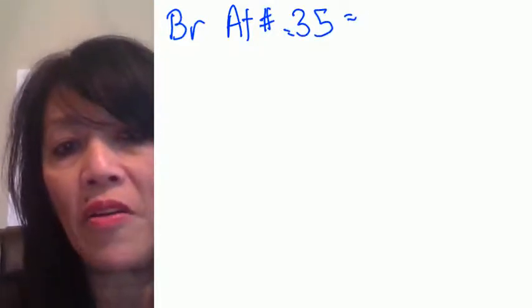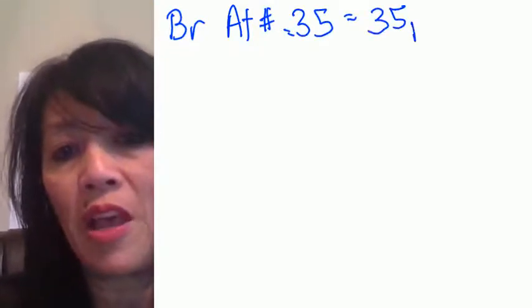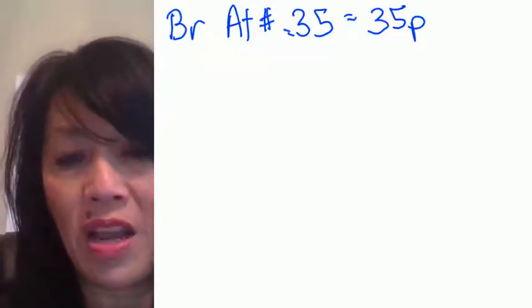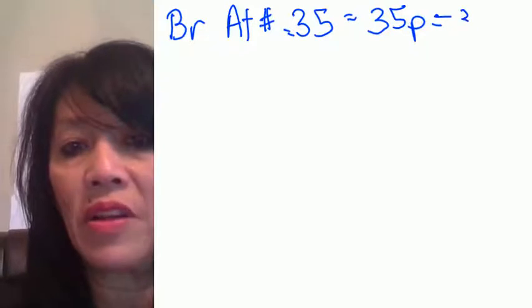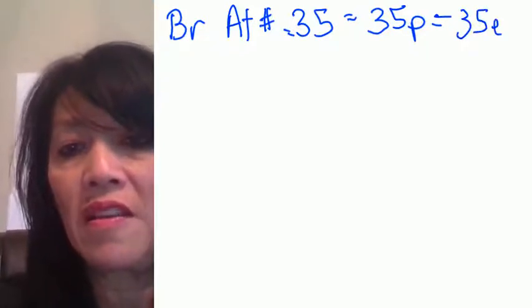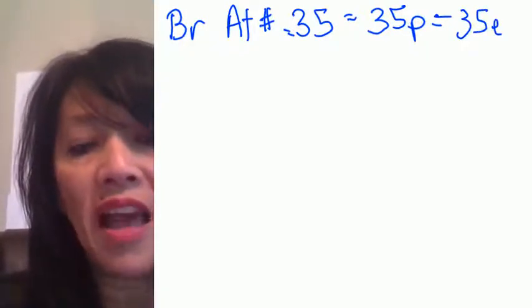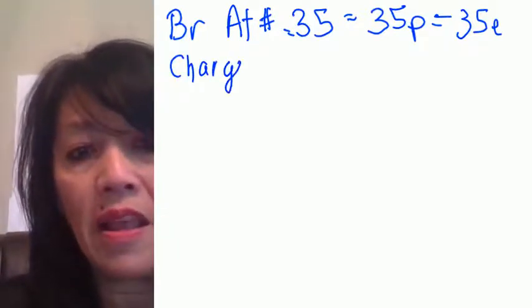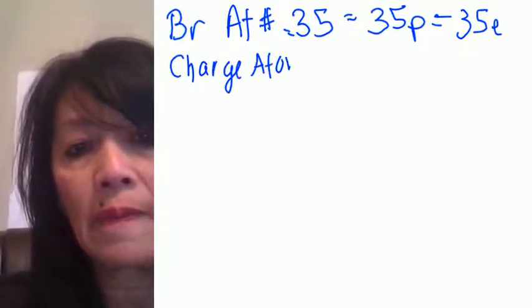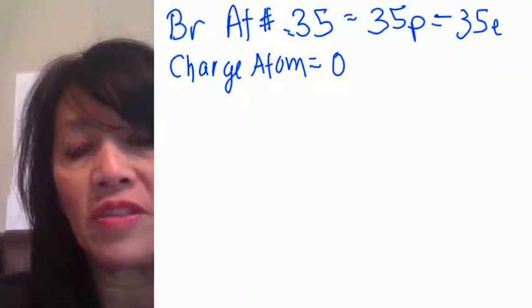And from that, I know that bromine has 35 protons. Now, I need to explain why this also has 35 electrons. And that is because atoms are neutral. So the charge of an atom is 0. All atoms have a charge of 0.